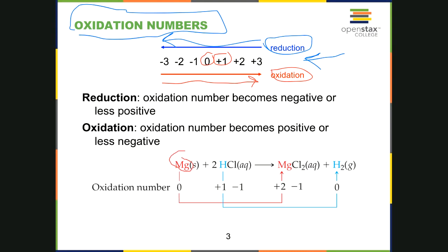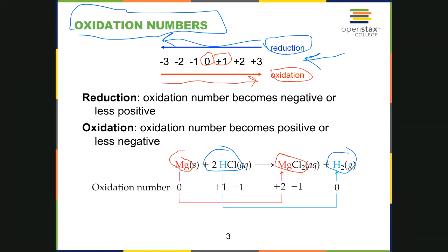And then we've got an example of a reaction below that, where we've got magnesium becoming part of magnesium chloride, and hydrogen in hydrochloric acid becoming hydrogen gas. So below that are the oxidation numbers for magnesium, for the hydrogen in the hydrochloric acid, for the magnesium in the magnesium chloride, and the hydrogen in the hydrogen gas. We're going to have some rules on the next slide for doing this, but for right now, let's just say it works like this.